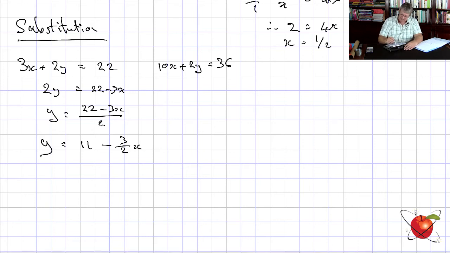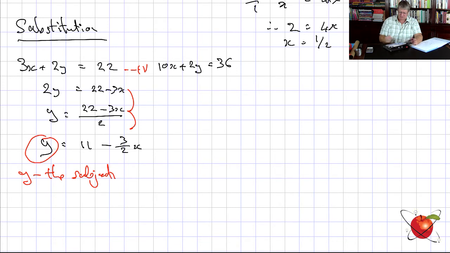You have taken equation number 1, manipulated it all the way until you've made y the subject. You could have chosen x. Doesn't make any difference which one you choose, okay? The difference comes in when it's fractions and things, it can get a little complicated. So now, y is equal to 11 minus 3 over 2 x.